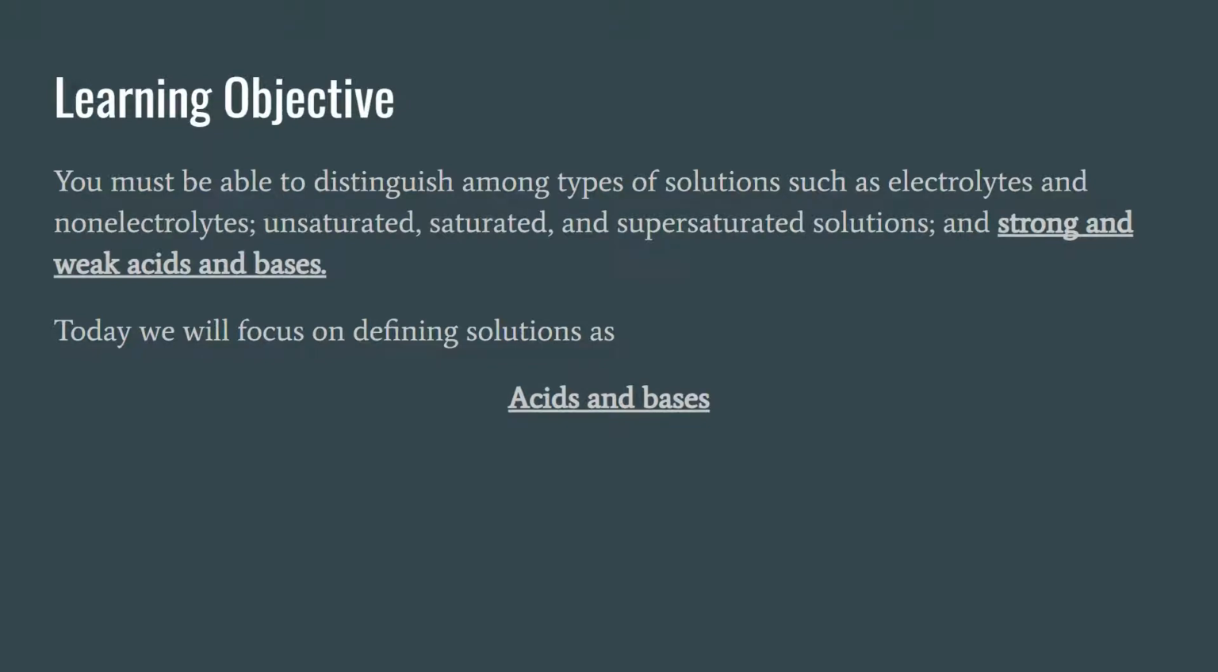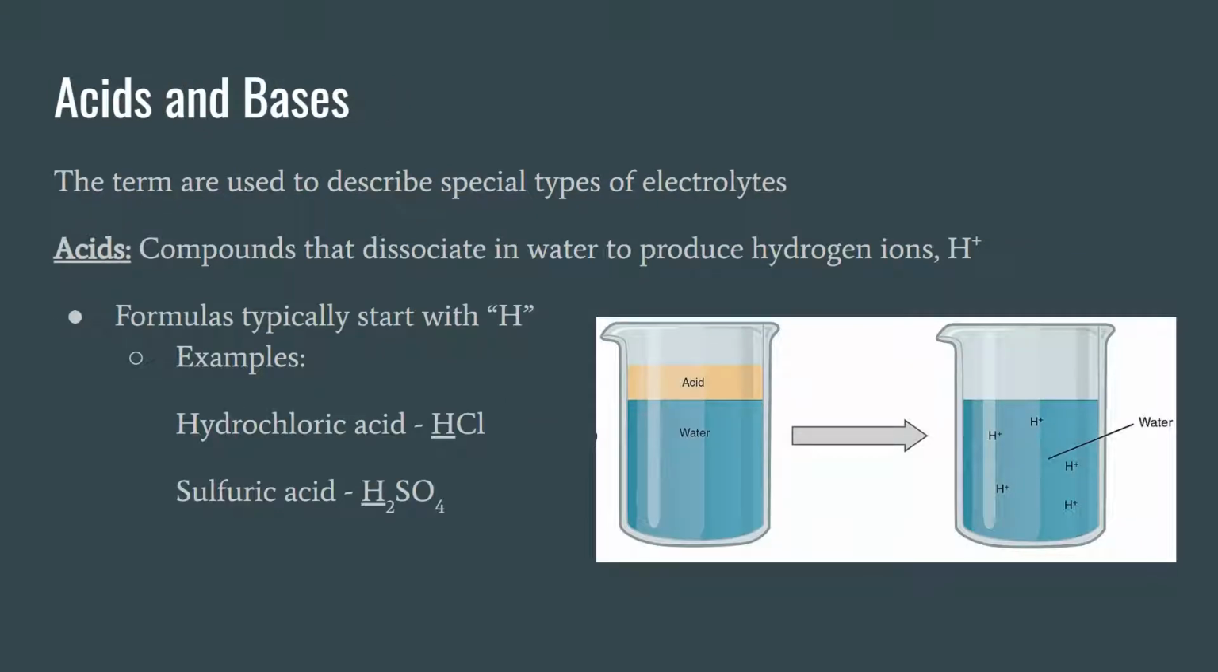Today we're going to define acids and bases, define what it means to be strong and weak, and also look into calculating pH in the end. Now, to start off, acids and bases are both just special types of electrolytes.